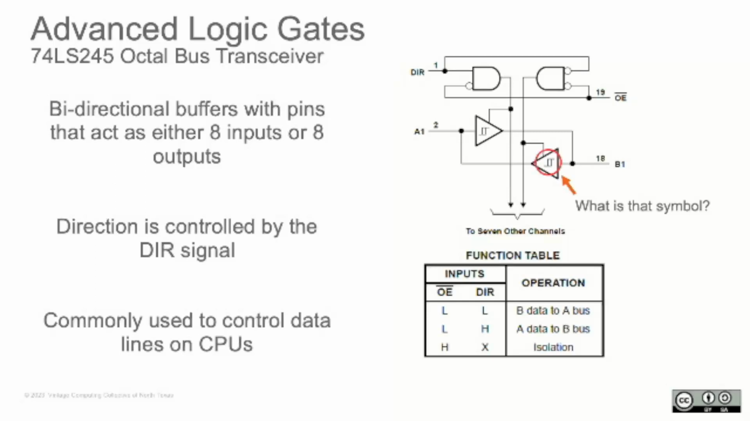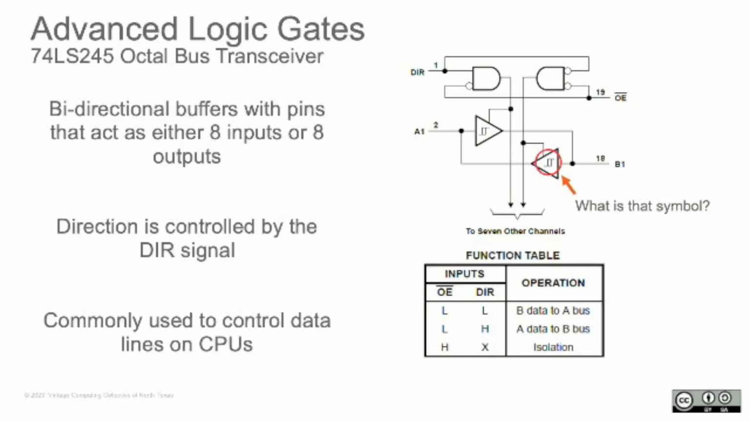Now with this one, if the output enable is low, because it's got the bar over it, the chip is active. Direction, if it's low, we say let's copy whatever we see on the B data bus to the A data bus. So from here to there. If it's high, then we copy from the A bus to the B bus. You see this a lot on your data bus connections. It goes from the CPU directly to the 74LS245. And then you'll have your read and write functions controlling the directions.